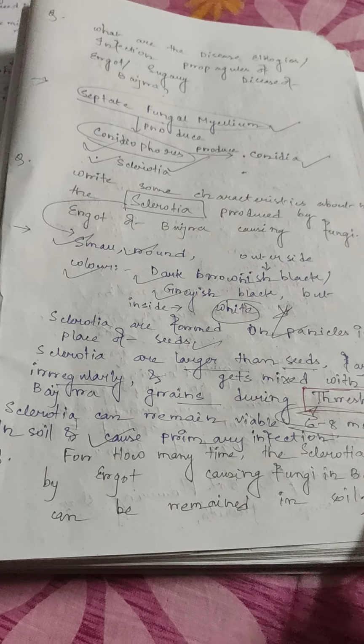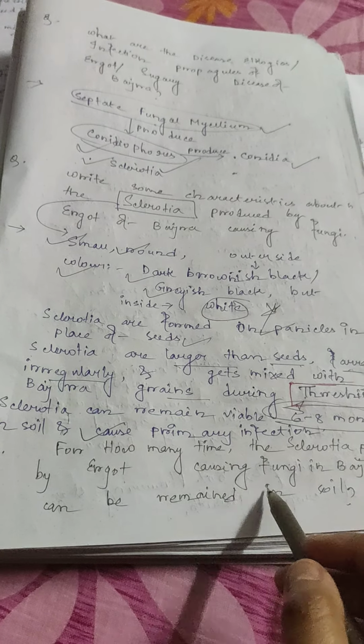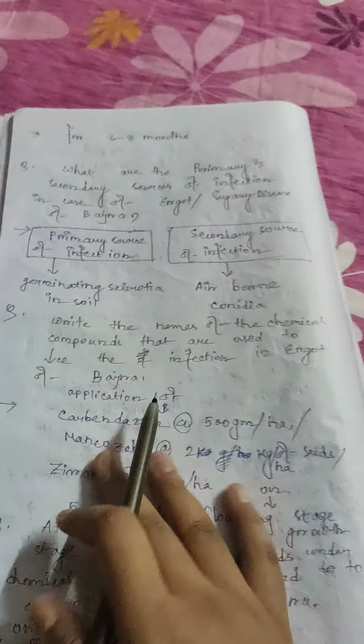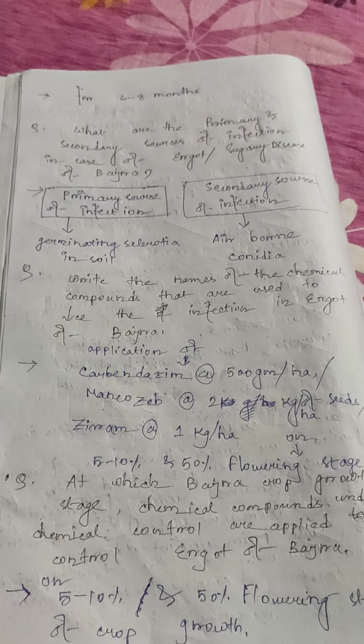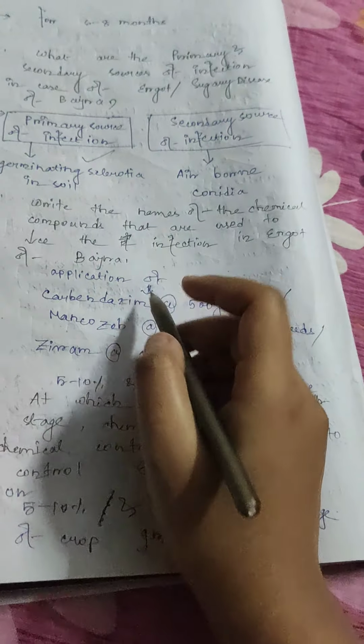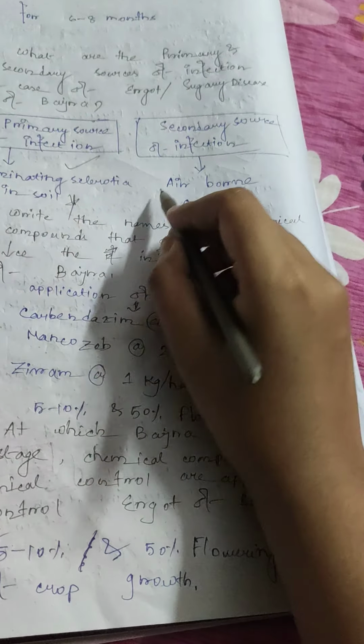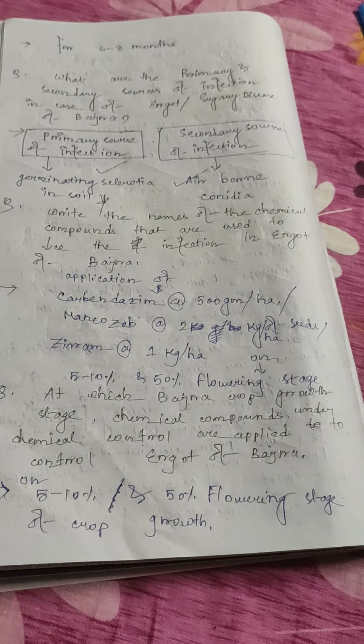For how long can the sclerotia produced by the ergot-causing fungi in bajra remain in the soil? For 6 to 8 months. What are the primary and secondary sources of infection in case of ergot or sugary disease of bajra? The primary source of infection is germinating sclerotia in the soil, and the secondary source of infection is airborne conidia.